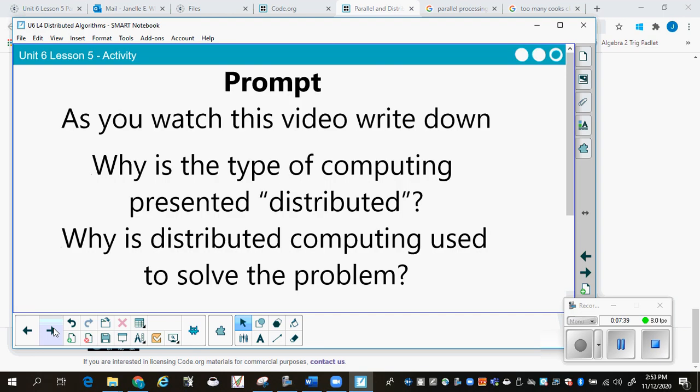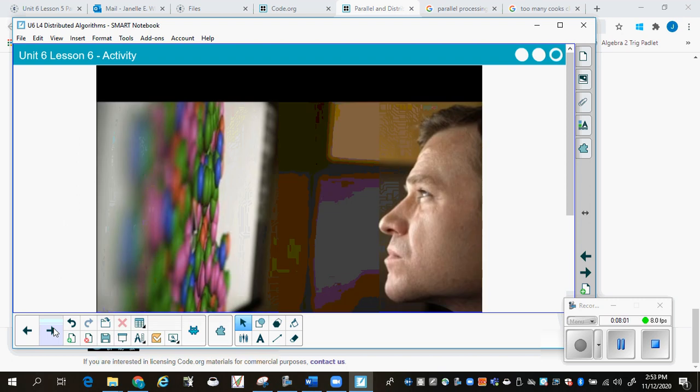Now, we're going to watch a video, and as you watch this video, you want to write down what is the type of computing present, why is the type of computing presented distributed, and why is distributed computing used to solve the problem? You should be able to answer both those questions at the conclusion of the video. Now, you're going to watch the video at the conclusion of this video because we're almost to the end. This is what the picture looks like. Click on it, go away, watch the video, come back.